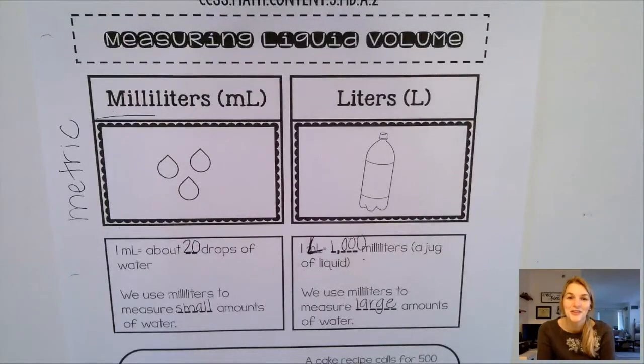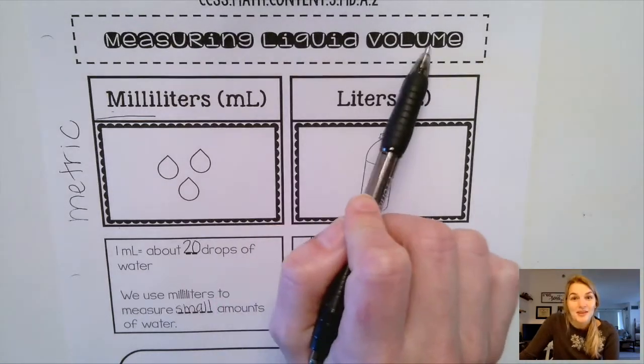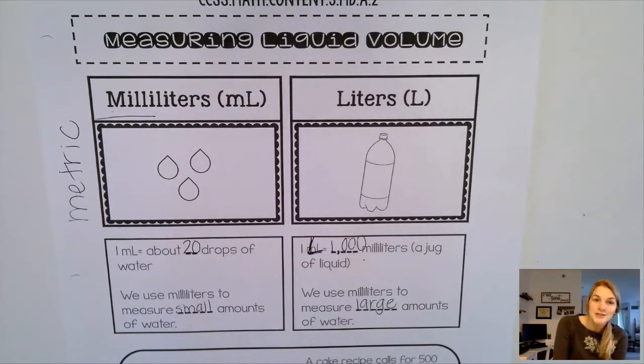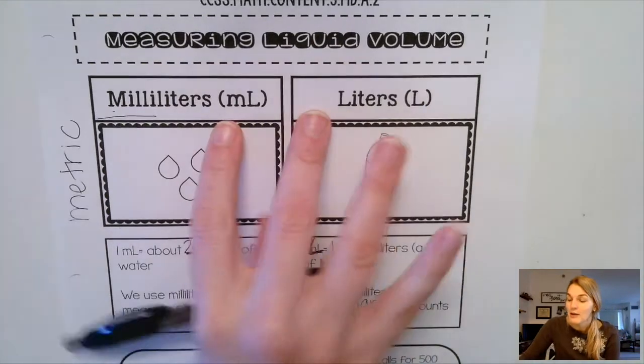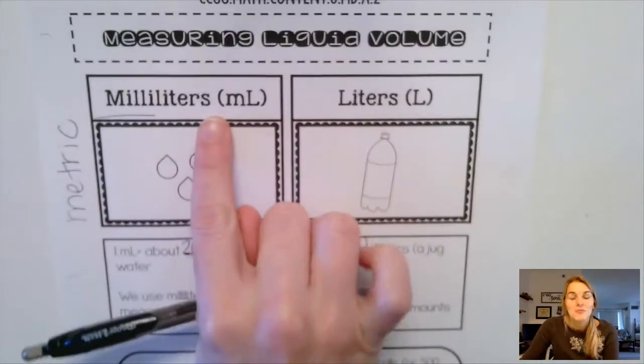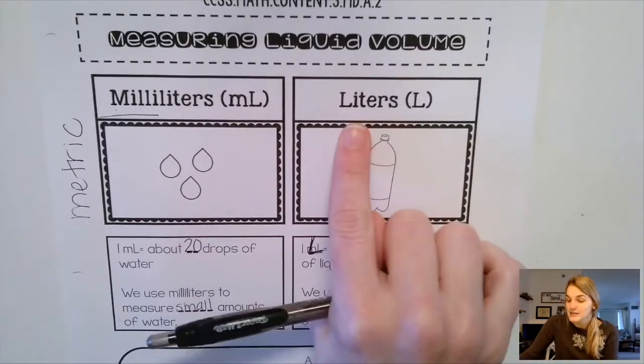Good morning, third graders. Today we're going to be talking about a different type of measurement. So we use time to help us measure, and now we're going to be using a different type of measurement to find liquid volume. Now, instead of clocks to measure time, we're going to be talking about these units of measurement called milliliters and liters.